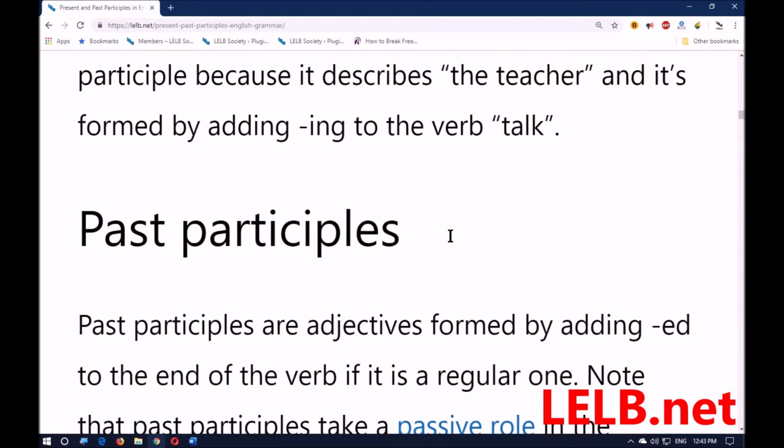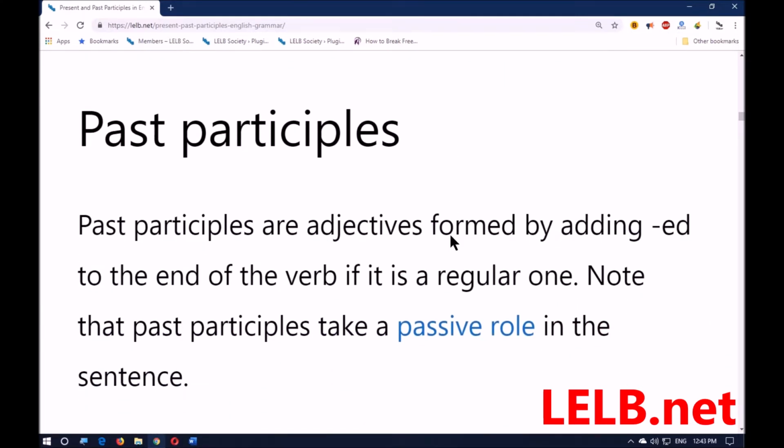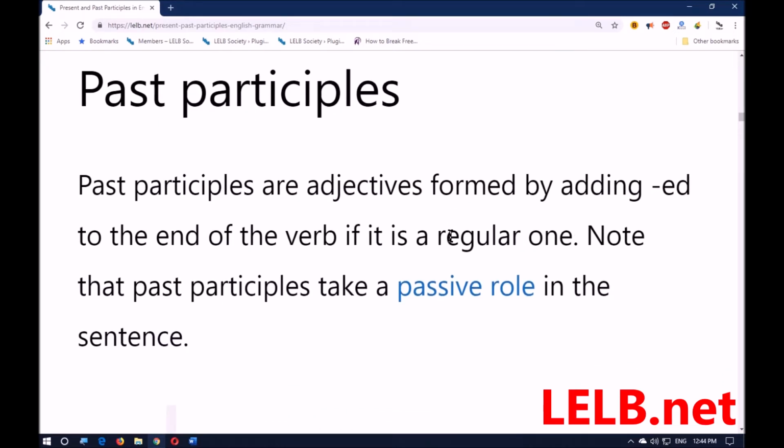Now let's focus on past participles. And what are past participles? Past participles are adjectives formed by adding ed to the end of the verb if the verb is regular, and also if it is not regular, by just focusing on the third form of the verb. Note that past participles take a passive role in the sentence.